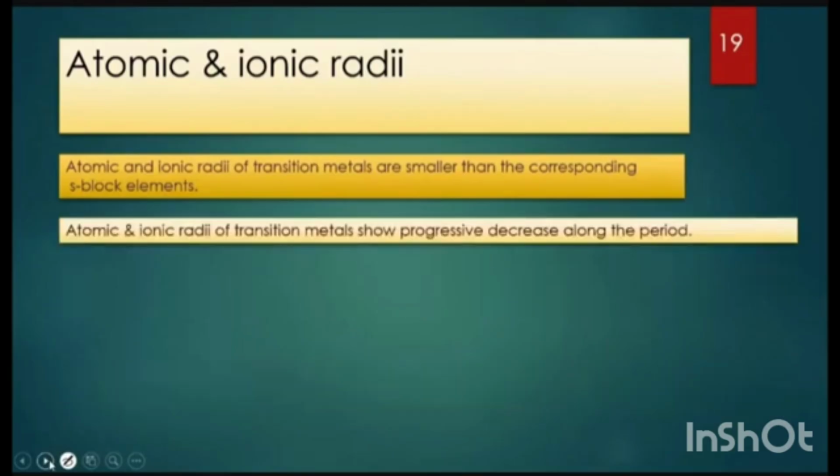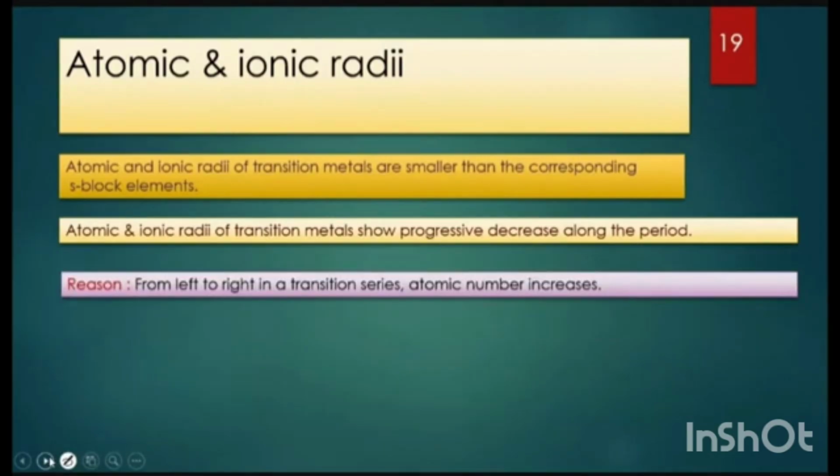Atomic and ionic radii of transition metals show a progressive decrease along the period. So when we move along the period in the d block, we will see a considerable decrease in the atomic and ionic radii. Then what must be the reason for this? From left to right in a transition series, atomic number increases. Okay, so what happens if the atomic number increases?